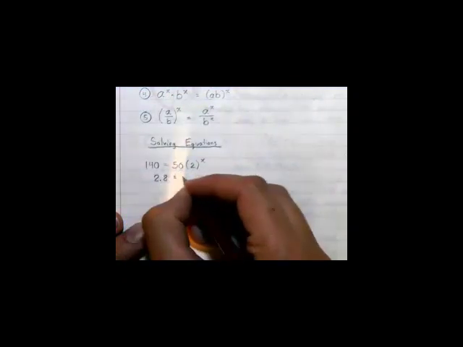So let's see how much you guys remember about this. Can anybody give me a first step? What should I do? Good. Yep, divide by 50. So 140 divided by 50 is 2.8. So we get 2.8 equals 2 to the x.